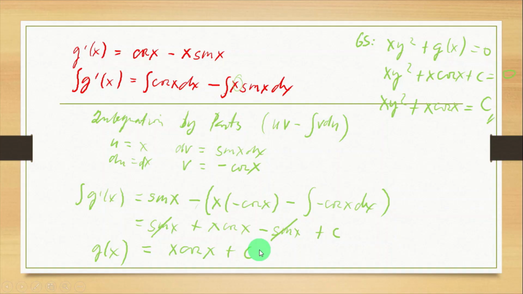We can now rewrite the general solution because we are done solving for g of x. So xy squared plus g of x is equal to 0. And you replace your g of x with x cosine x plus c. Okay, so xy squared plus x cosine x plus c is equal to 0. Or you can rewrite it this way. Xy squared plus x cosine x is equal to c. Or you can have xy squared plus x cosine x is equal to c sub 1.